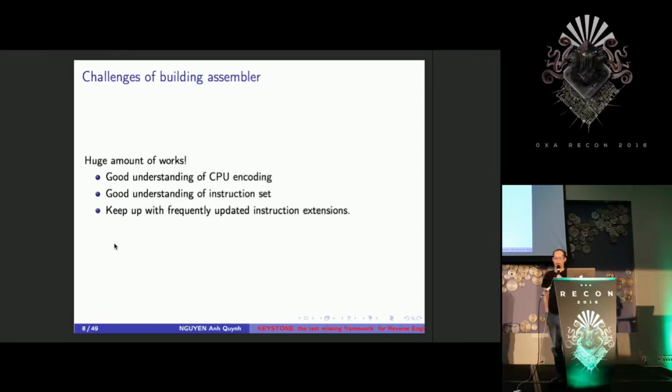So what do you need to do if you want to build an assembler from scratch? The answer is a huge amount of work. You need to have a good understanding of CPU encoding. You need to understand all the instructions in the instruction set of the CPU. And lastly, you need to keep up with the updates from the CPU vendor, because the CPU vendor frequently introduces new instructions. So it's not easy work.